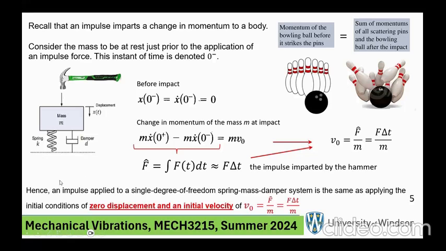Let me read this. Hence, an impulse applied to a single degree of freedom mass spring damper system is the same as applying initial conditions: zero displacement. Remember, this starts at position 0, but the velocity is no longer 0. The initial velocity is just f hat over m, or f delta t over m.